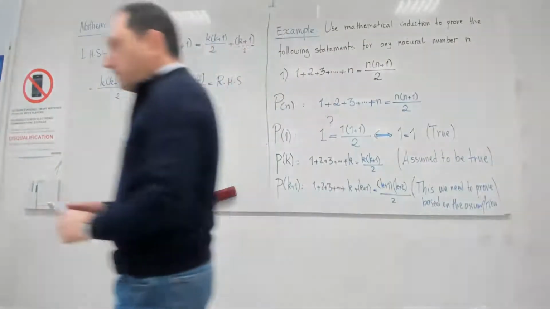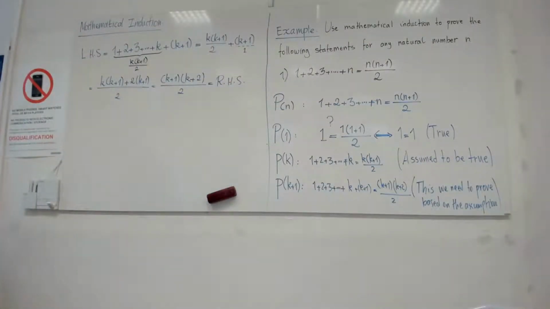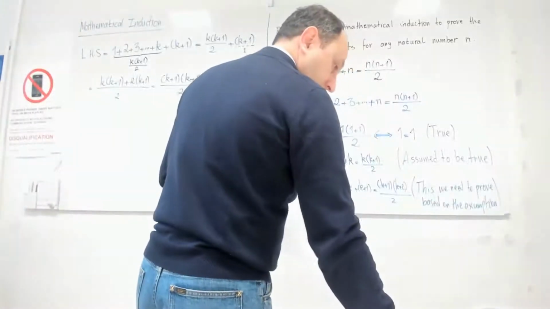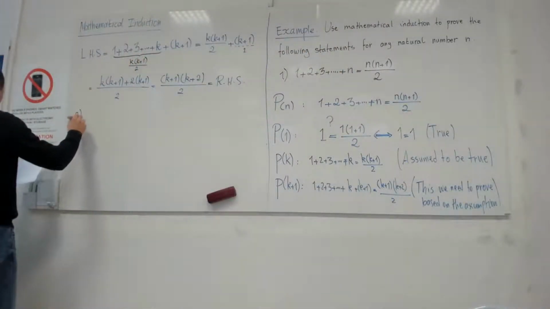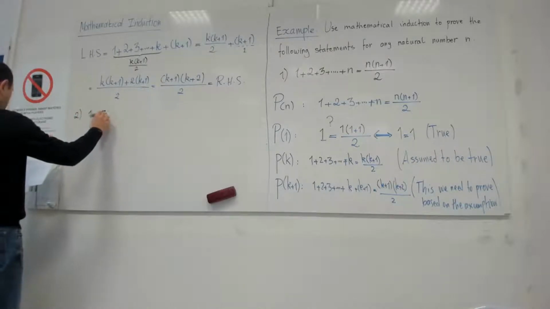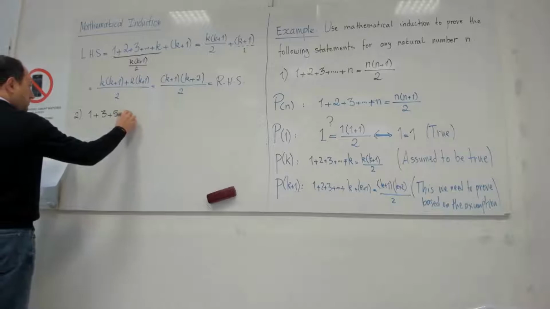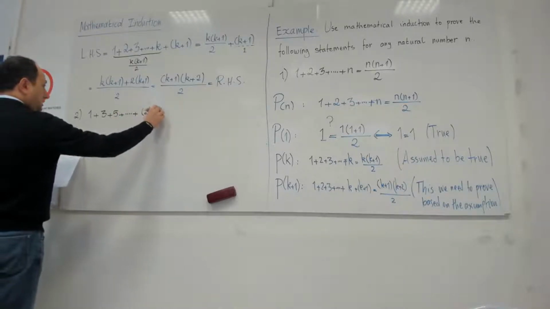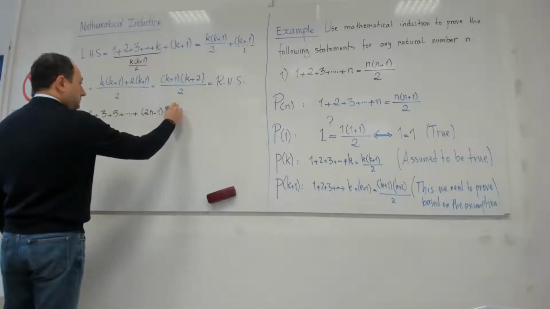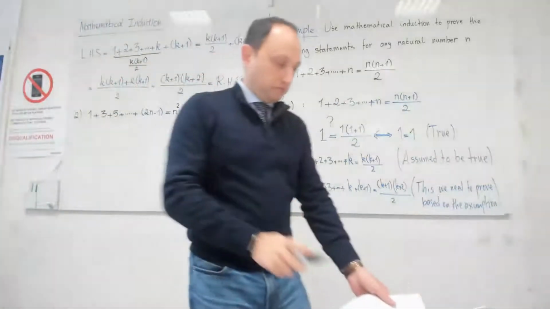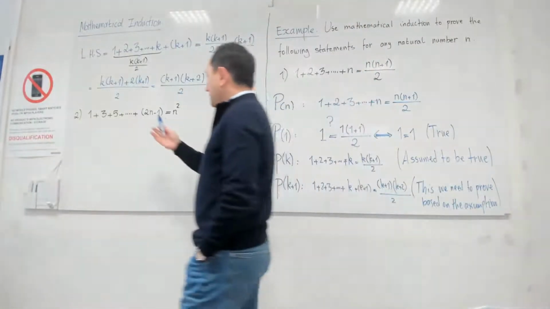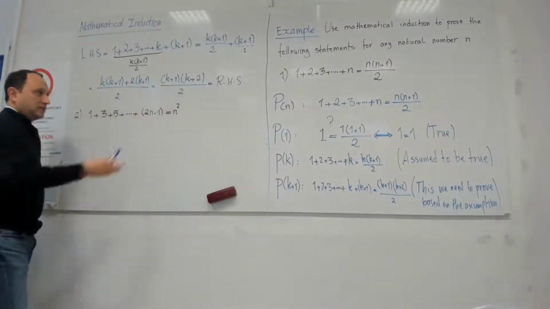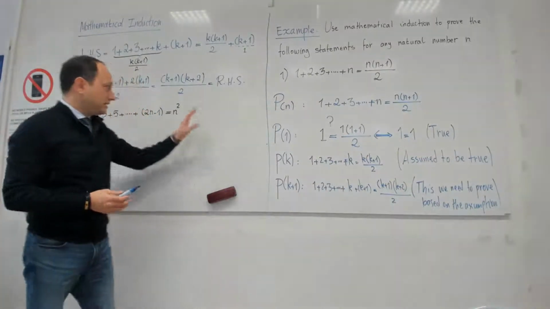Okay, so let me solve one more example here. So number 2. Number 2, we are supposed to show that 1 plus 3 plus 5 plus up to 2n minus 1 is equal to n squared. Okay, I want to prove this. So this expression itself, I can call it Pn. So I really don't need to write it down again. Okay, so that is my Pn.